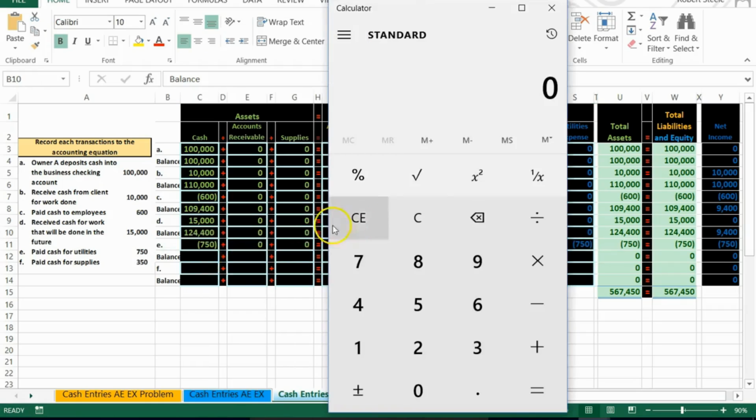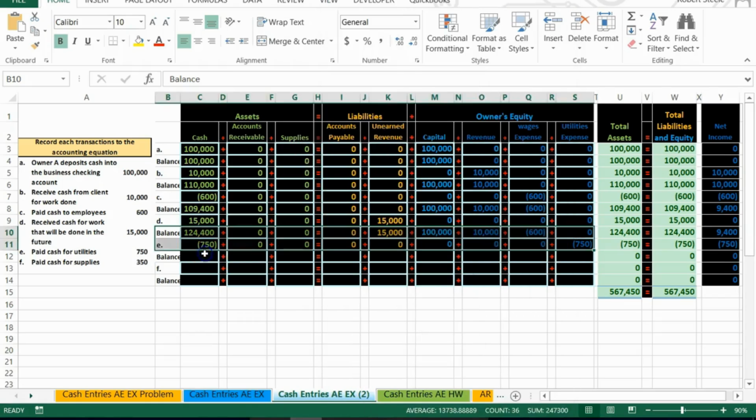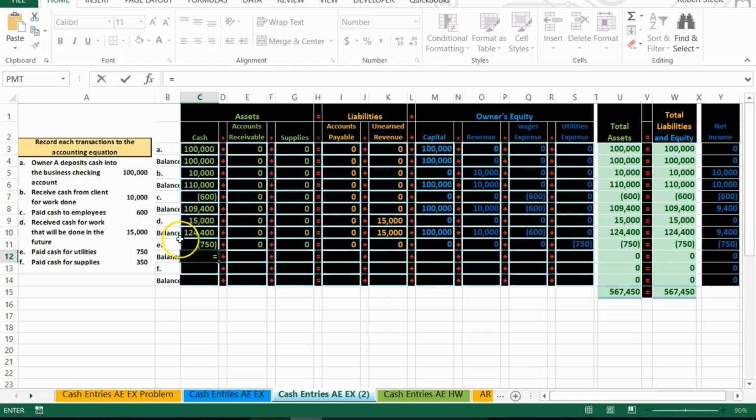If we did that with a calculator, for cash 124,400 minus 750 should go down to 123,650. If we put our cursor here and say this equals, in cell C12, what's in cell C10 plus what's in cell C11. Once again, we might think that it's going the other way. If I hit enter, we can see that, okay, it's subtracted. That did what we wanted it to.